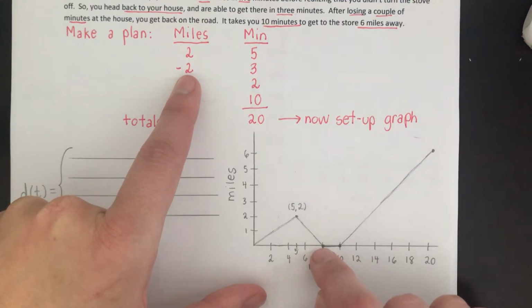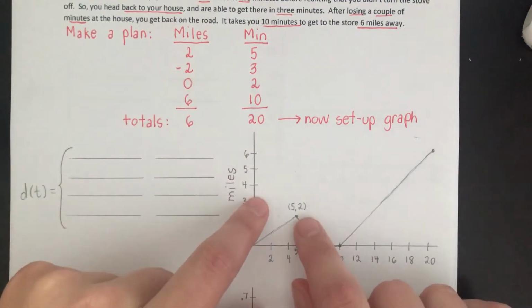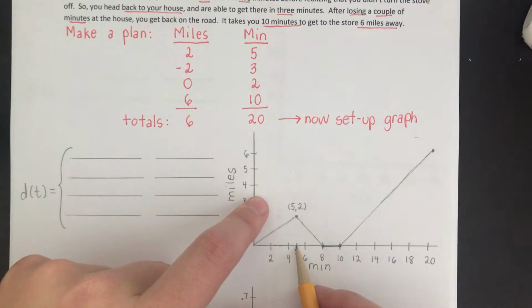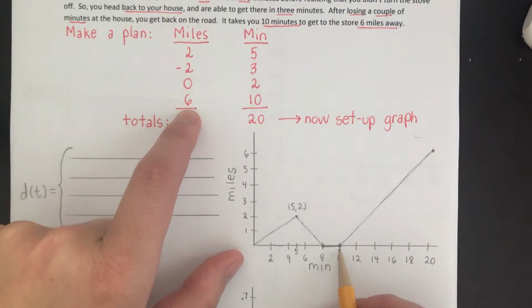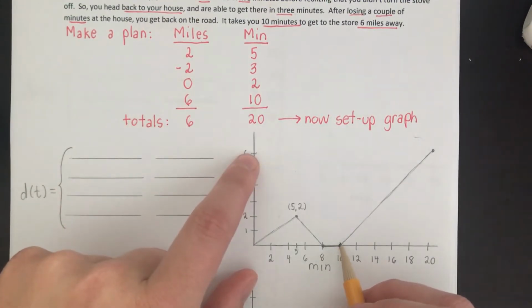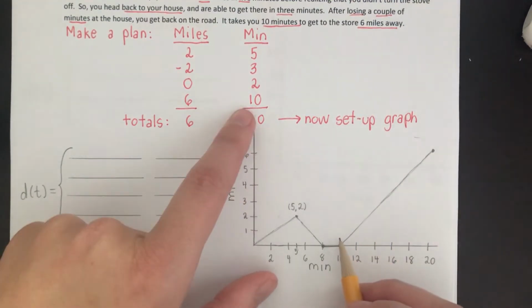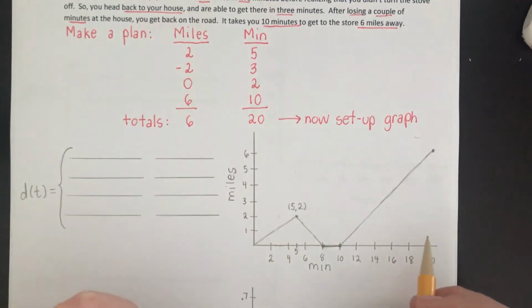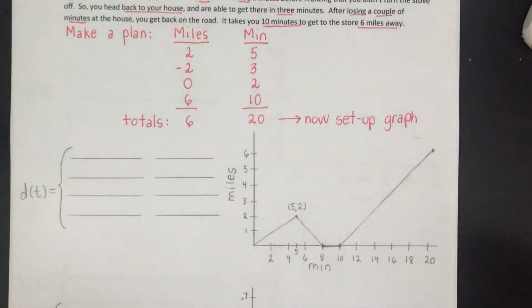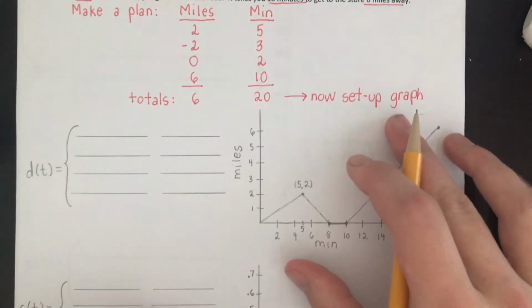We go back to distance of 0. Okay, we lose those 2 miles, and it takes us 3 minutes. So if I've got 5, I get to 8. That's 3 minutes. And then I stay at home for 2 minutes, so from 8 to 10, I stay at home. Okay, and then I drive 6 miles to the store, so that's 6, from 0 to 6, and it takes me 10 minutes to do that. So from here, to count 10 minutes would be 2, 4, 6, 8, 10, all the way to 20. Okay, so that's my graph, and I still need to label some things before I do my equations here.